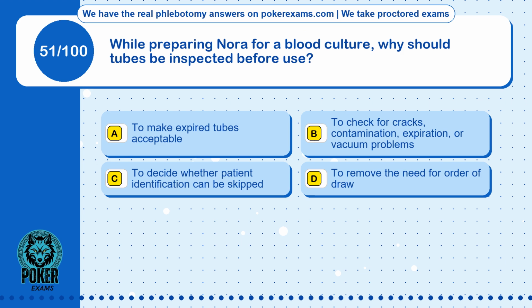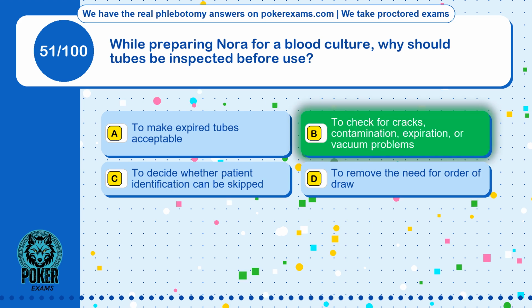Question 51. While preparing Nora for a blood culture, why should tubes be inspected before use? Option A. To make expired tubes acceptable. Option B. To check for cracks, contamination, expiration, or vacuum problems. Option C. To decide whether patient identification can be skipped. Option D. To remove the need for order of draw.